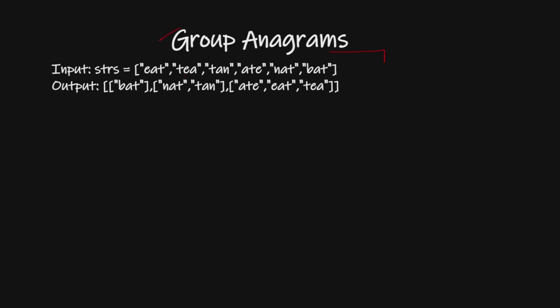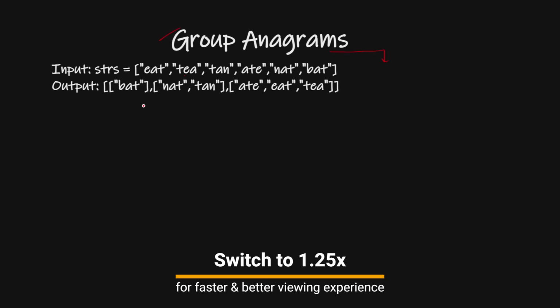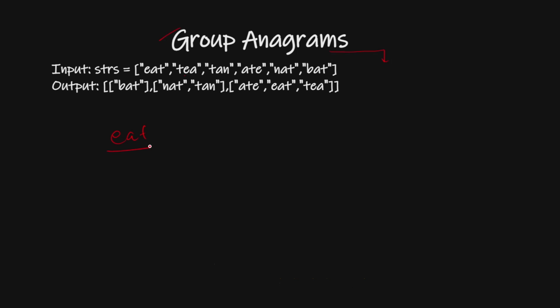An anagram means a word which we can generate from a different word by rearranging all its letters. So let's understand. Here I have the word EAT. If I rearrange its letters, I can make TEA, I can make ATE. So these are all anagrams. I can make a number of anagrams. So what I have to do is group all the anagrams.